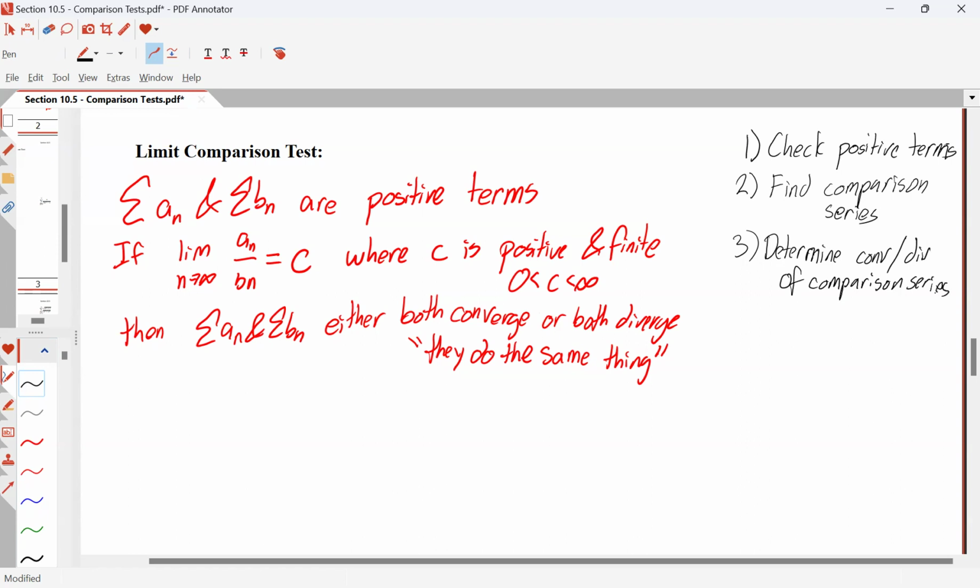Once again, this is often going to be comparing to a geometric or p-series, meaning we'll know if it converges or diverges really easily, but we do need to state if it converges or diverges and why. So then 4, we run the test, and this time the test is our limit. And then 5, we make our conclusion.